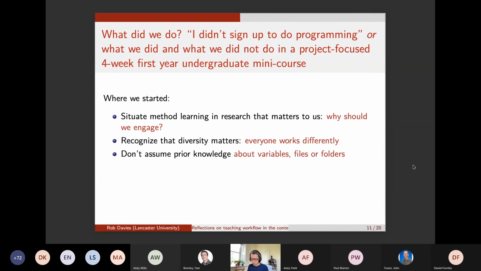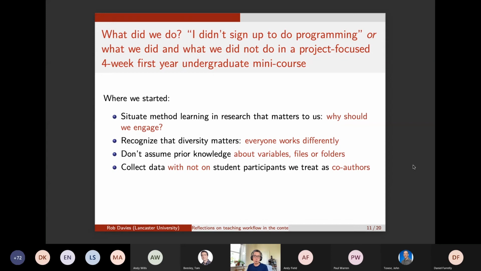Even though our students are often referred to as digital natives, I learned to unbelieve that slogan. You see it often in university documentation, and I basically started to assume that students often come to classes with no prior knowledge about what variables are, or what files are, or how to find them in folders, or anything like that.